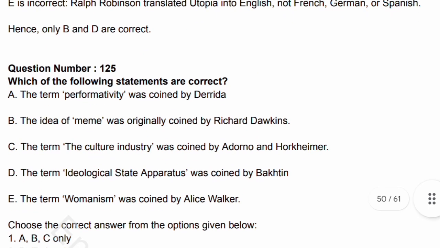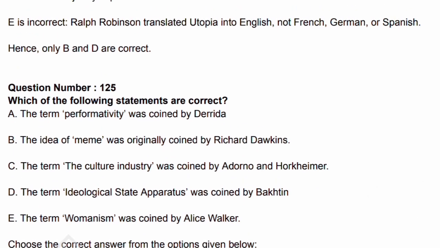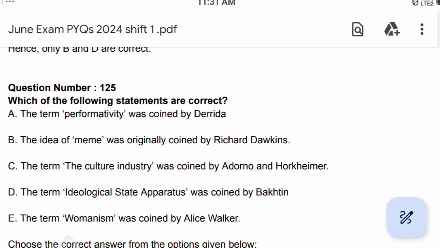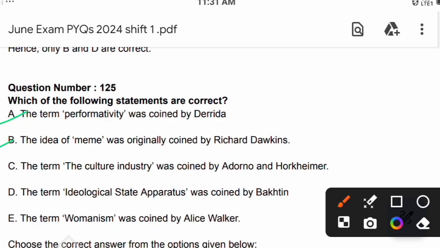Question number 125. Which of the following statements are correct? A, the term performativity was coined by Derrida. B, the idea of meme was originally coined by Richard Dawkins. C, the term the culture industry was coined by Adorno and Horkheimer. D, the term ideological state apparatus was coined by Bakhtin. And E, the term womanism was coined by Alice Walker. They are asking you the correct statements repeatedly, whether it's about the concept, the writers, or their respective work.